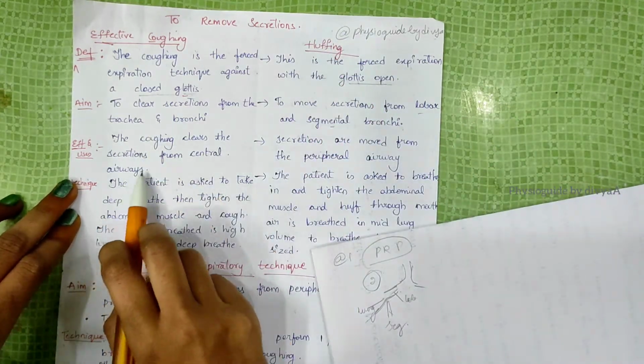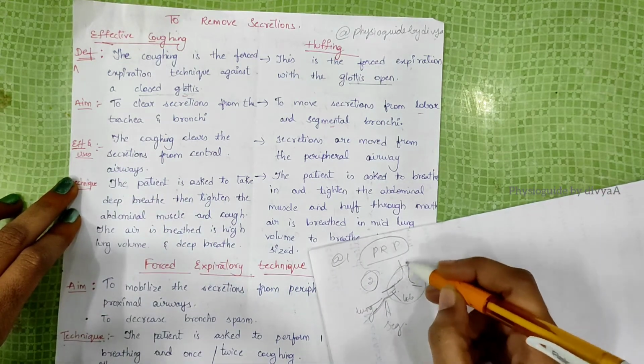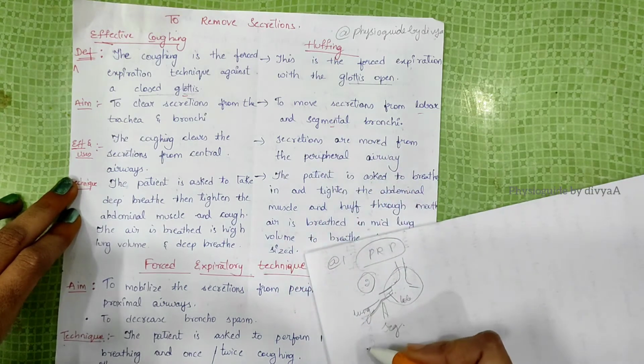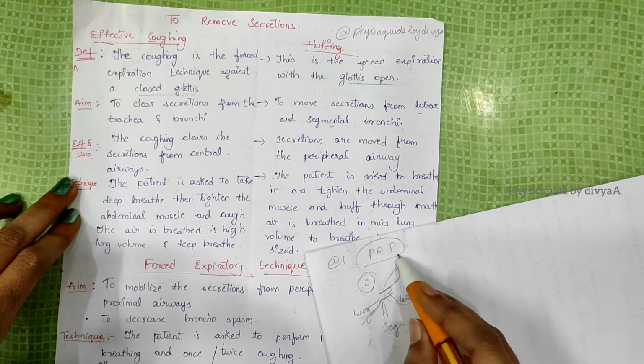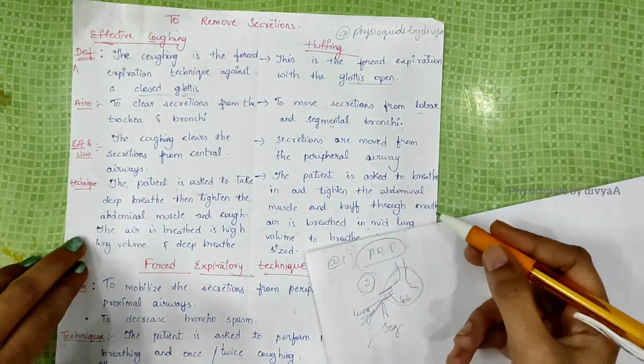Now, coughing clears the secretions from the central airways. Coughing will clear secretions from the central airways only. And with huffing, secretions are moved from the periphery, from the end periphery, to the central airways. It will bring them and allow the secretions to come out.